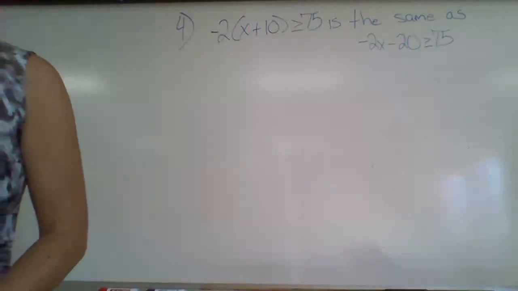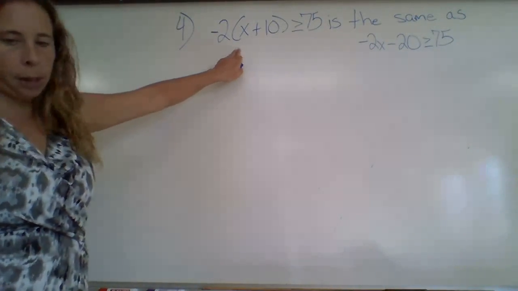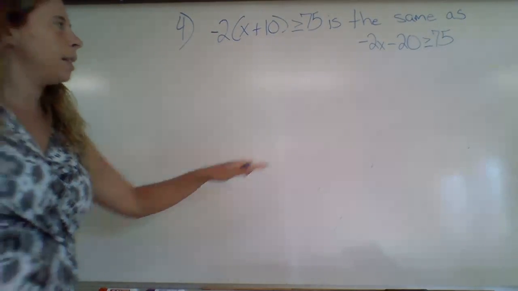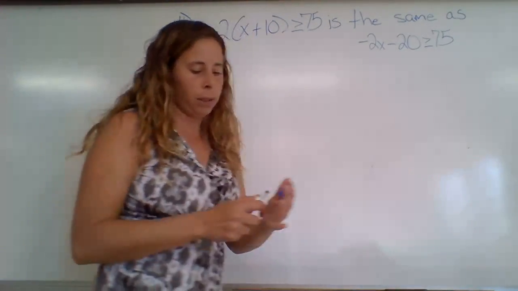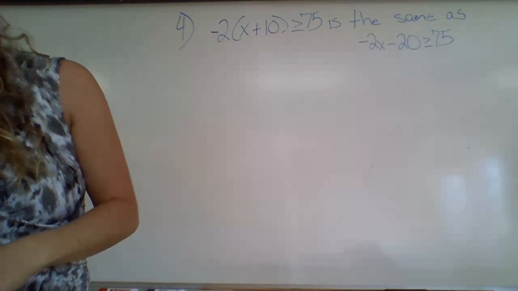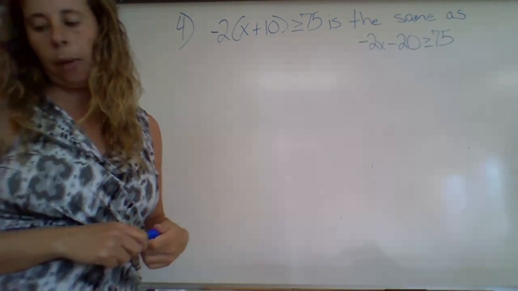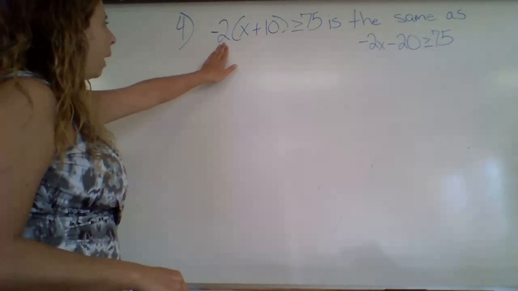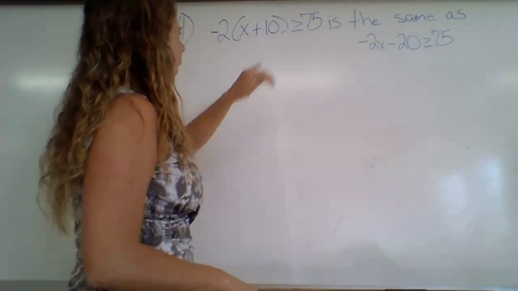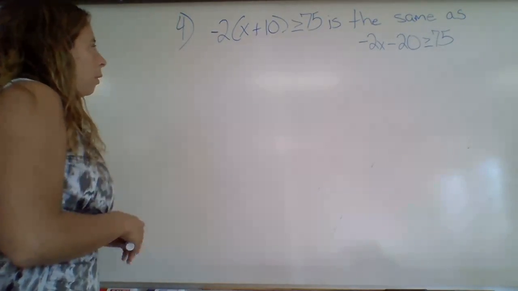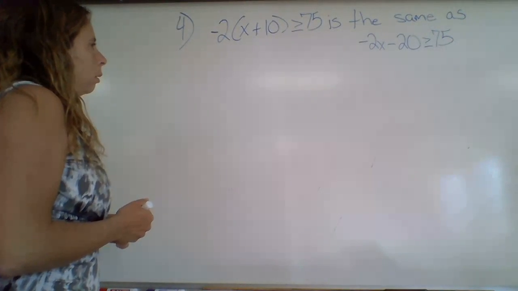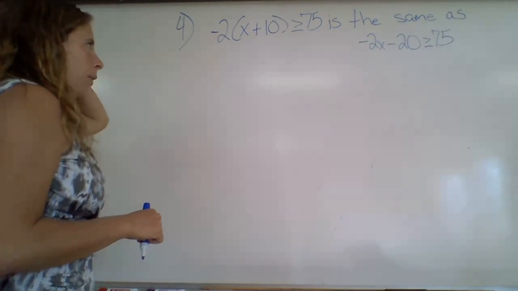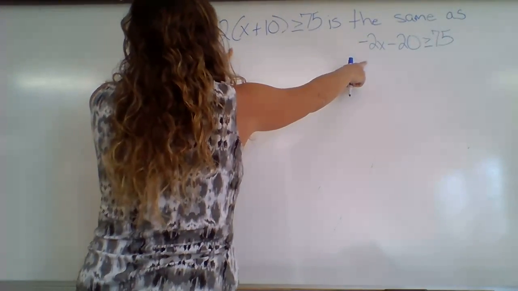Okay, number 4, it says the inequality -2 times quantity x plus 10 is greater than or equal to 75 is the same as -2x minus 20 is greater than or equal to 75. I can multiply by -2 on the left side without reversing the inequality symbol. So it's saying I can distribute the -2 without changing anything. Is that true or false? Yeah. You're not multiplying both sides by -2. You're just distributing this -2.